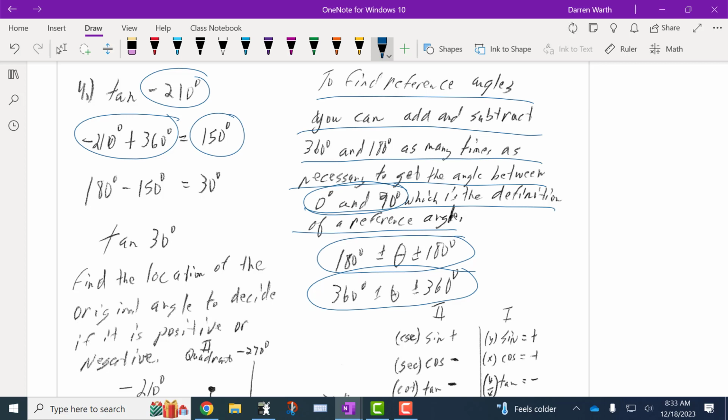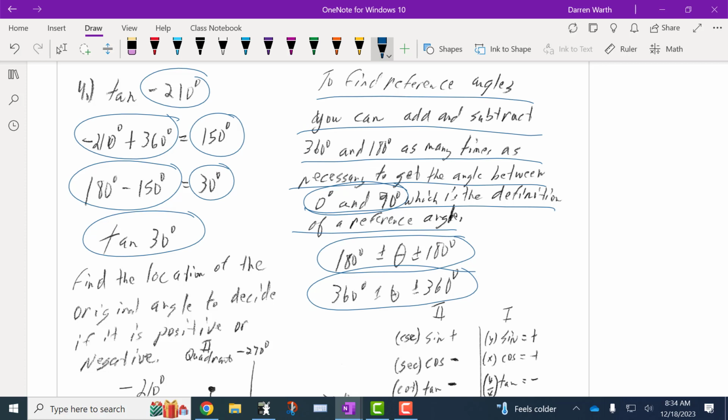Well, that's definitely not between 0 and 90. So I'm going to do another one. I'm going to take 180 minus 150, and I'm going to get 30. So 30 degrees is its reference angle. So that means the tangent of 30 degrees is going to have the same answer as the tangent of negative 210, except it might be positive or it might be negative.